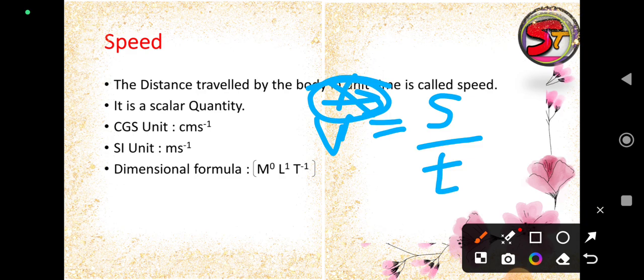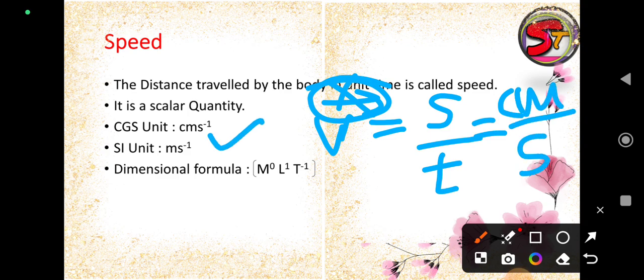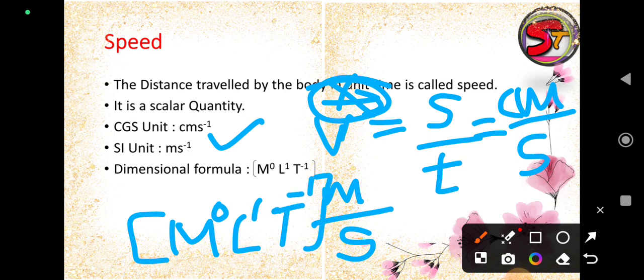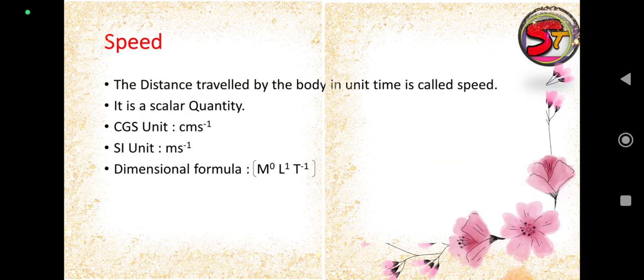Only magnitude matters. Its CGS unit: distance is measured in centimeter and time in second, therefore centimeter per second. In case of SI unit, distance is measured in meter and time in second, therefore meter per second. Dimensional formula: mass term is not there, therefore M to the power 0. Length has one term, L to the power 1, and T to the power minus 1, as time is in the denominator. Okay, let us see the next one.